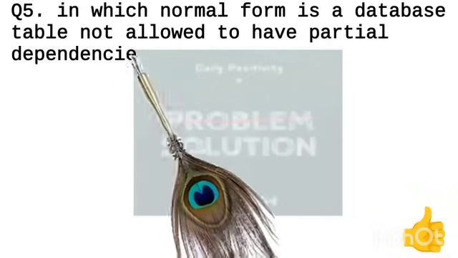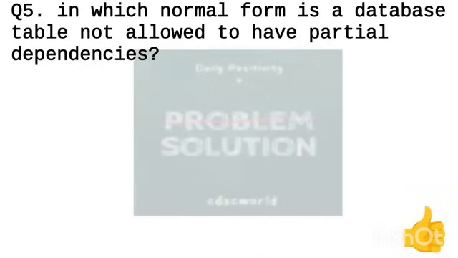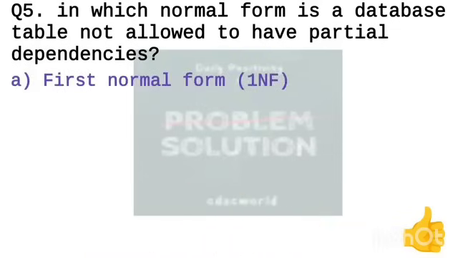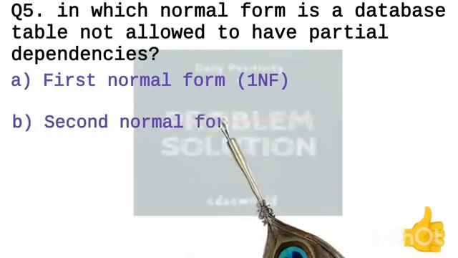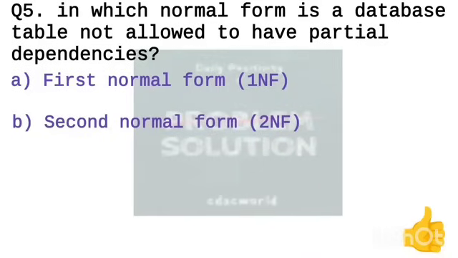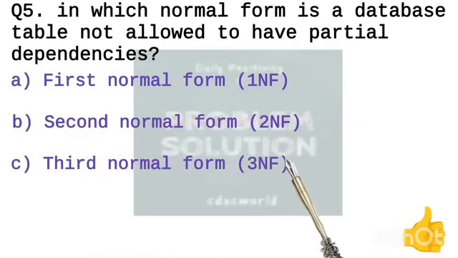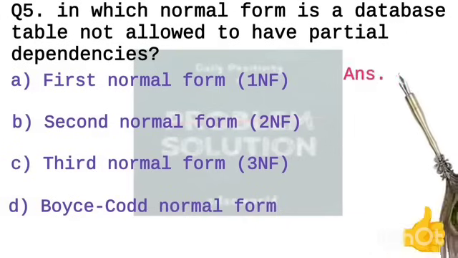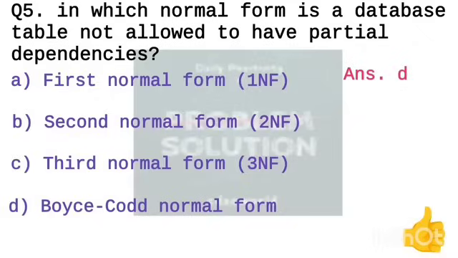Query number 5. In which normal form is a database table not allowed to have partial dependencies? Option A, first normal form. Option B, second normal form. Option C, third normal form. And option D, Boyce-Codd normal form. And the answer is D, Boyce-Codd normal form.